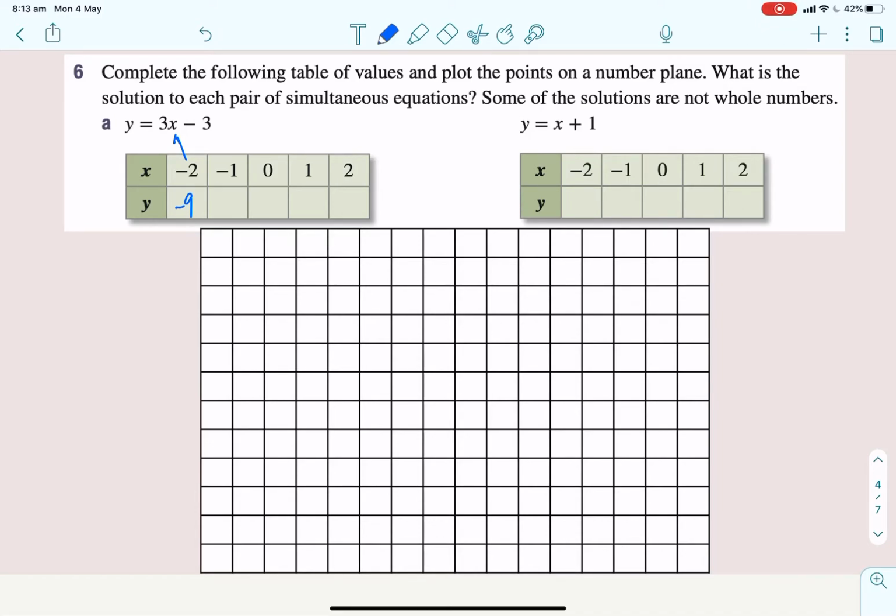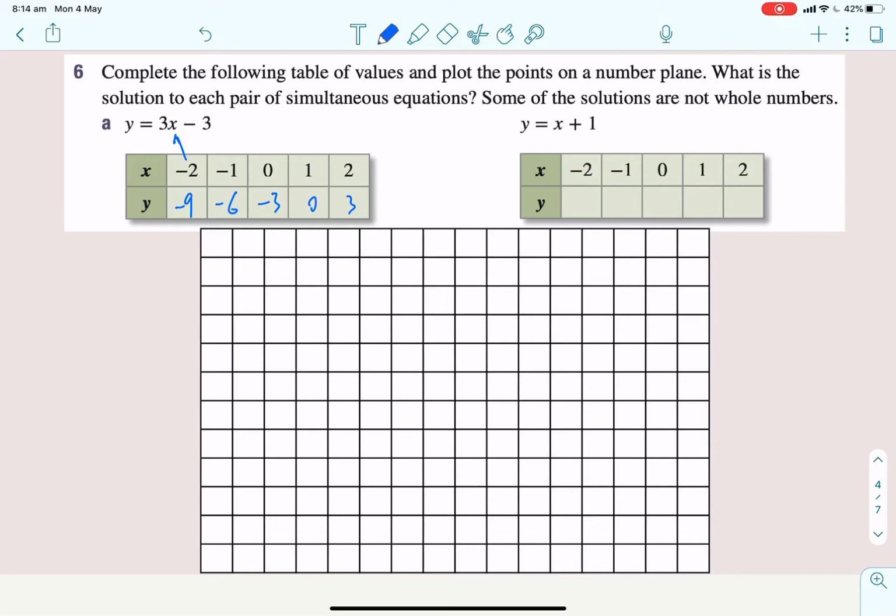Then for 0: 0 times 3 is 0, 0 minus 3 is -3. My bad, I got this one wrong. 1 times 3 is 3, minus 3 is 0. 2 times 3 is 6, minus 3 is 3.